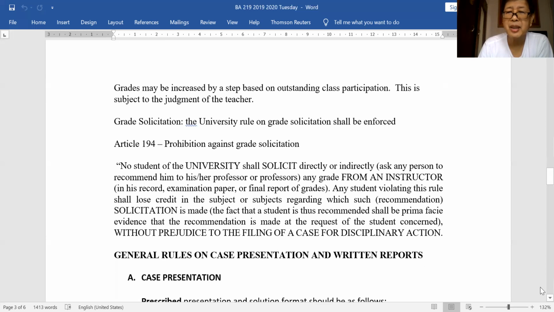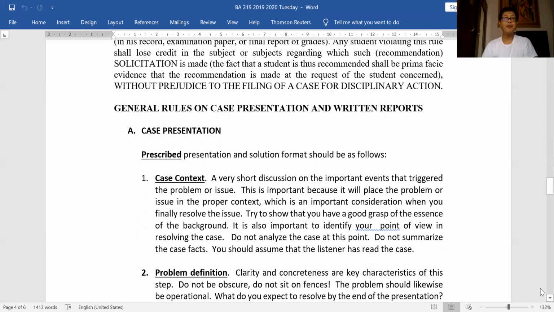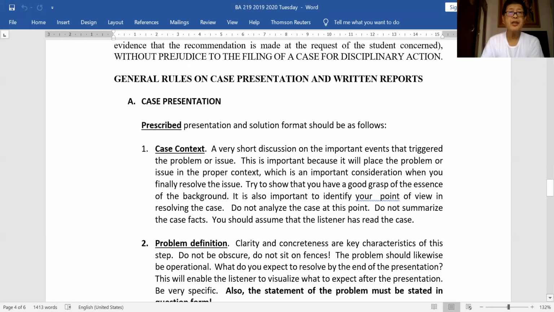For that grade solicitation, you just read it on your own. I don't intend to discuss it in detail. Now for the guidelines on case presentations, company presentations and written reports. This is now the next part of our course outline. For the presentation, this is how you should do it.